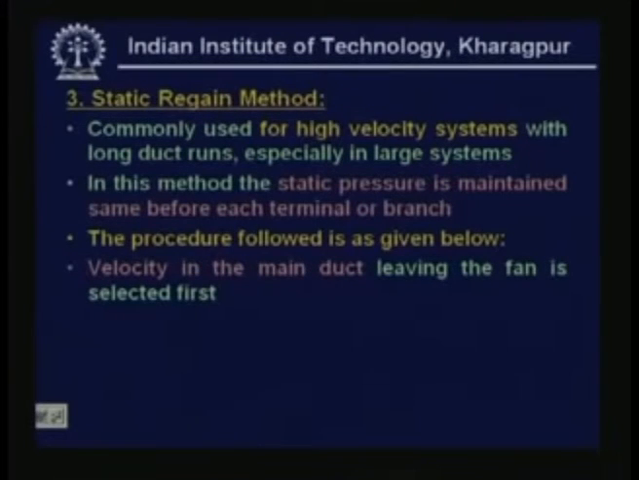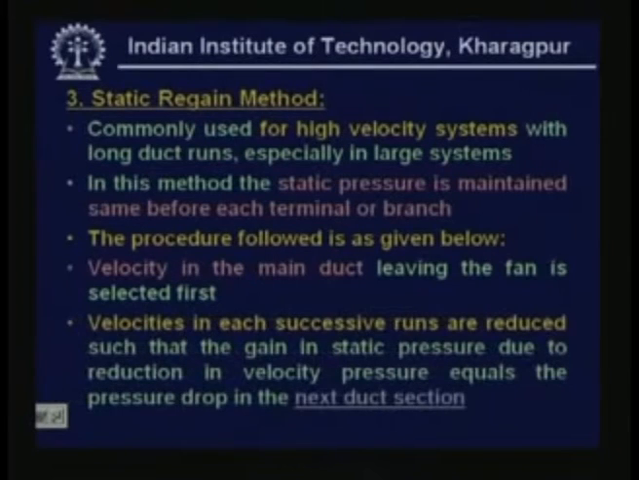First, velocity in the main duct leaving the fan is selected. You do not have to select velocities in all duct runs, but you just have to select the velocity in the main duct. Then velocities in each successive runs are reduced such that the gain in static pressure due to reduction in velocity pressure equals the pressure drop in the next duct section. Okay. So, let me explain this.